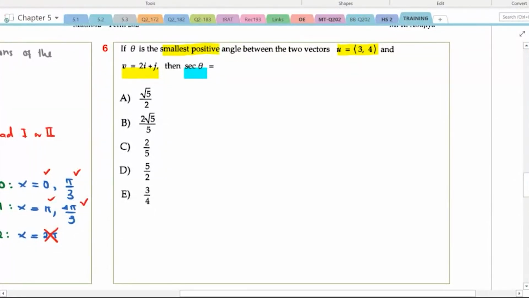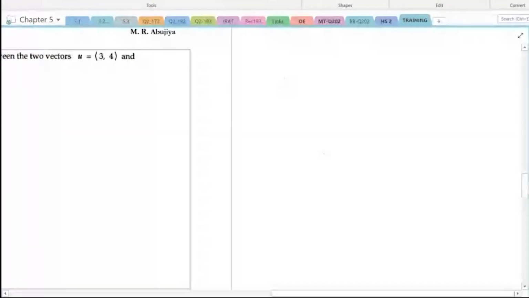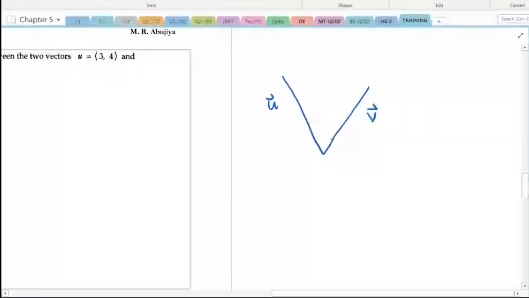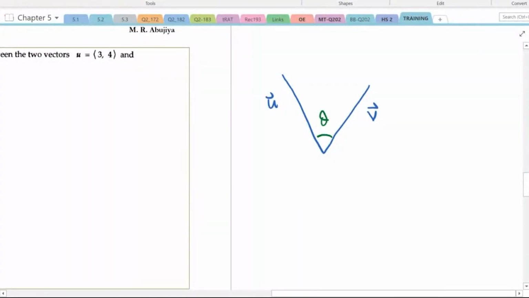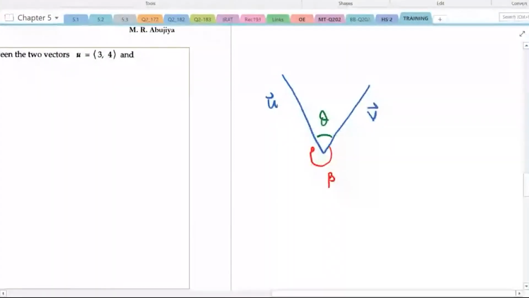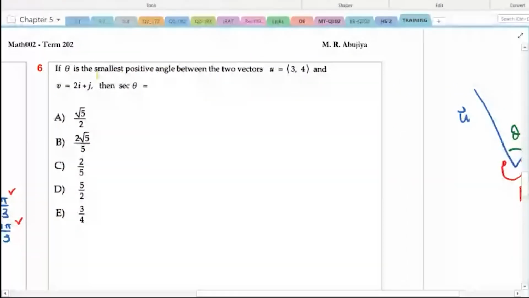Gentlemen, we know how to do this. We know the angle between two vectors, the smallest angle. We always have two angles between two vectors. Let me explain here. If we have, say, vector u, and let's say we have vector v, we have two angles. Here, we can call this one maybe the smallest angle, theta. And let's say we have another angle here, which we can call beta. So we have two angles, the smallest and the larger one. So the question here is after the smallest positive angle.